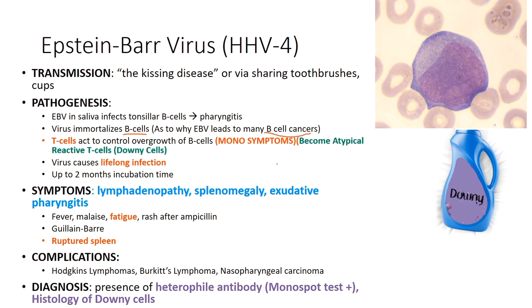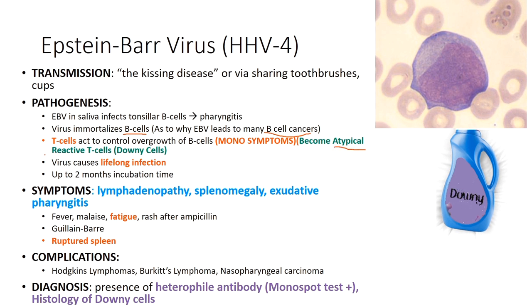T cells go, whoa, bro. Whoa, bro, B cell. What are you doing? Why are you overproliferating? Why are you overgrowing? What is wrong with you? So T cells respond to kill the B cells, to keep them in check, telling them, stop overgrowing, die, die, die. And so they kill a bunch of B cells. The B cells keep growing because they're immortalized. This kind of response leads to a lot of cytokines being released, and that leads to the mono symptoms. And these T cells that are responding respond in a really weird, atypical, reactive way.